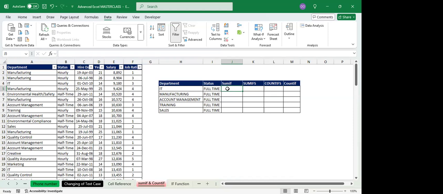I'm going to show you how it works. I have done well to list that criteria here. That is, if it is IT, only IT you want to sum, I've listed it out here. If it is only manufacturing, I've listed it out here, and all of that. Now, let's do it. The keyword is SUMIF. So I'm going to use SUMIF, and I'm going to call it out.